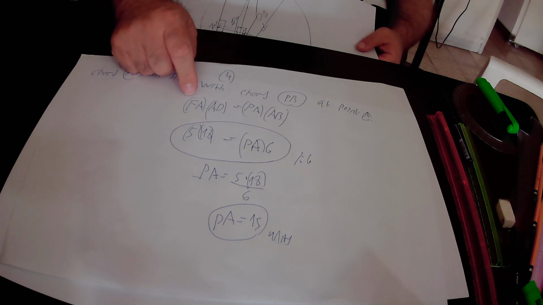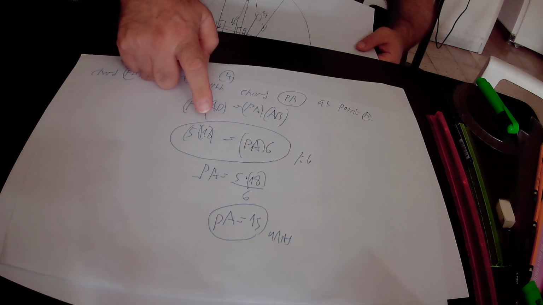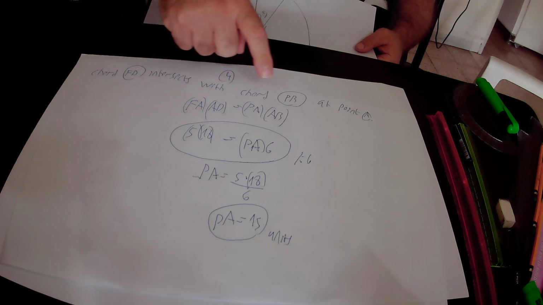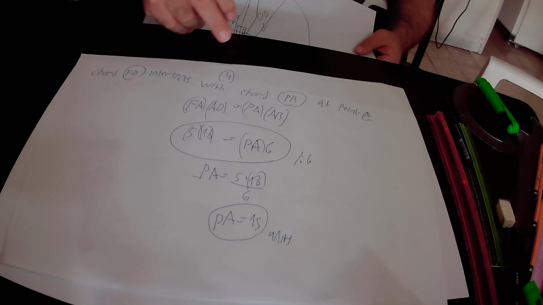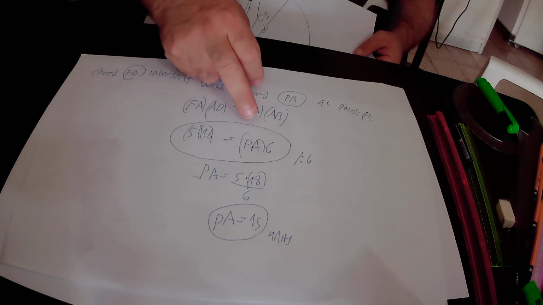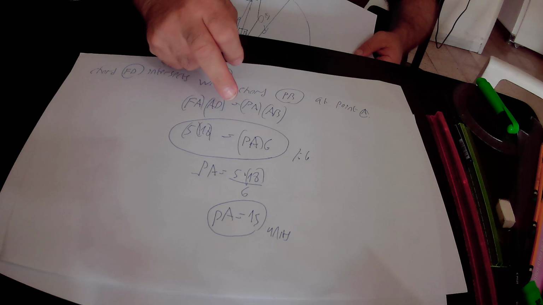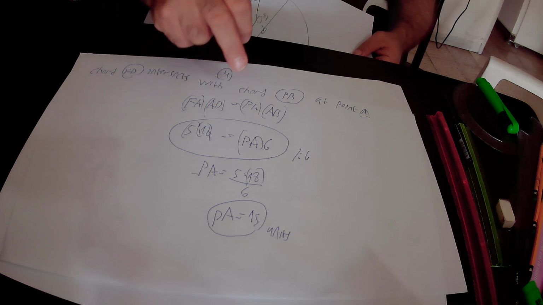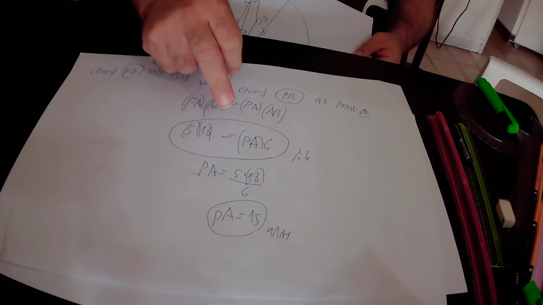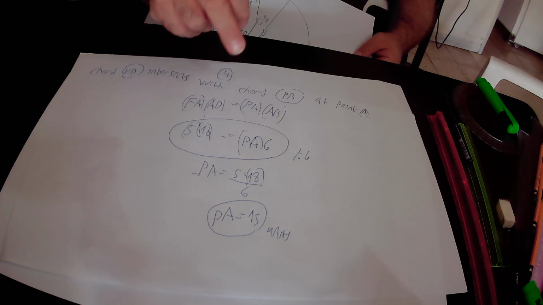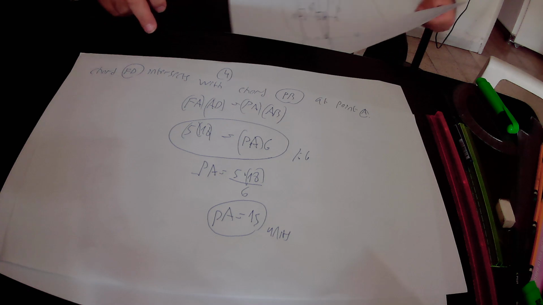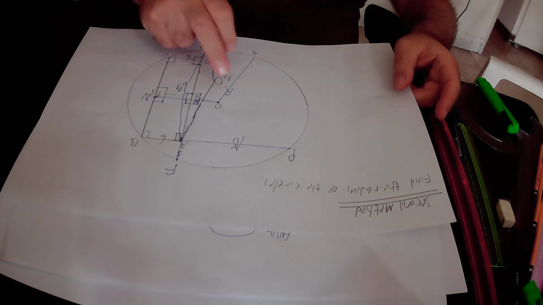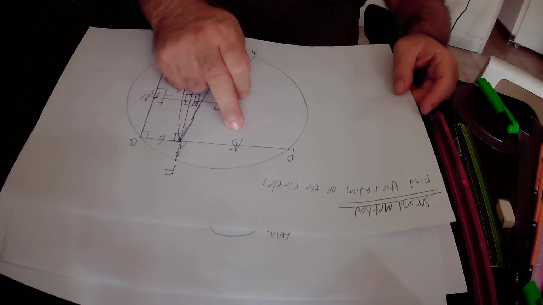We have already found out that FA equals 5 units, AD equals 18 units, and AB equals 6 units. So we found out that 5 times 18 equals PA times 6. We divided this expression by 6, and we found out that PA, the missing line segment, equals 5 times 18 over 6. 18 over 6 is 3, and 3 times 5 is 15. In conclusion, the length of this line segment PA is equal to 15 units.